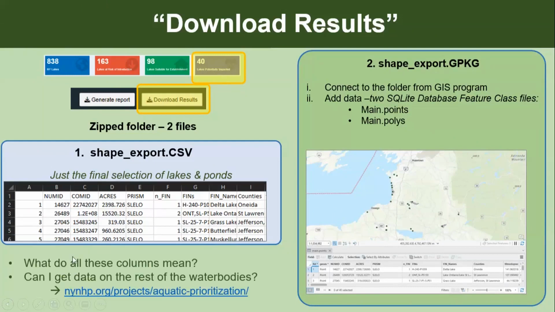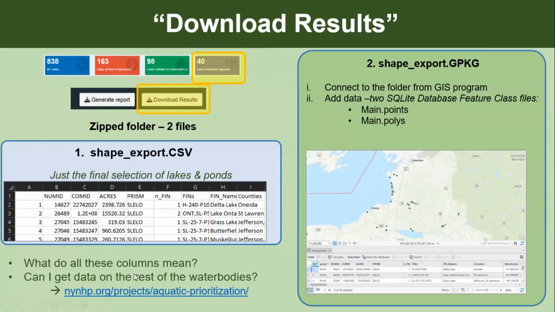So you might have some questions at this point. There are many, many different columns, I think over 50. You might not know what each of those columns means. For instance, what does num ID mean? And you might also want information on the rest of the water bodies.